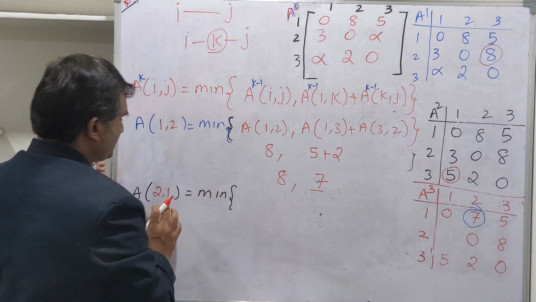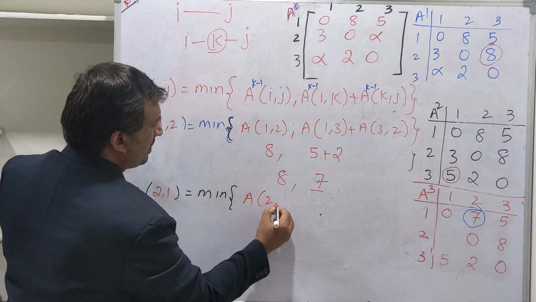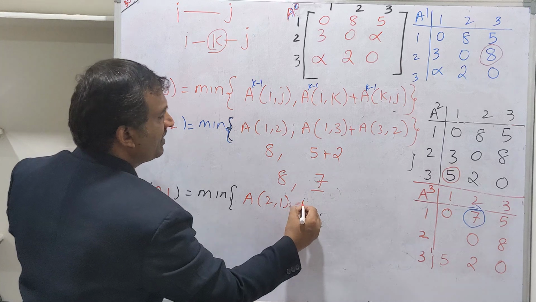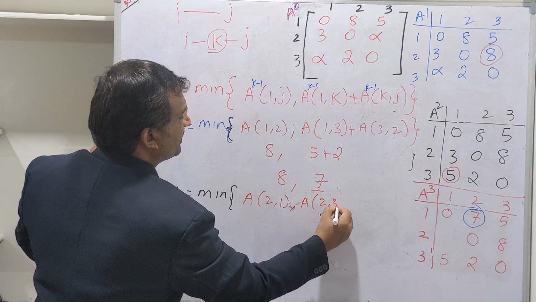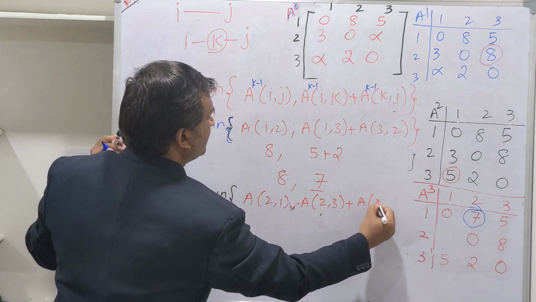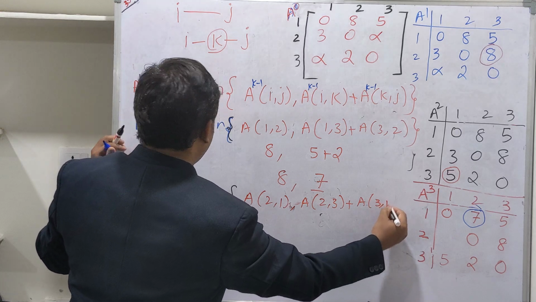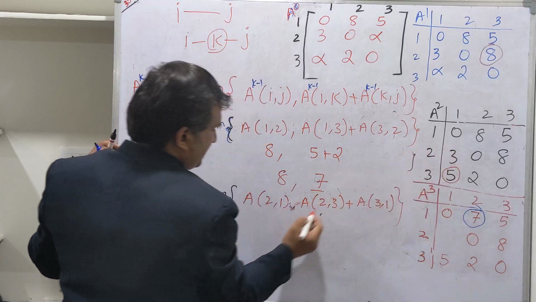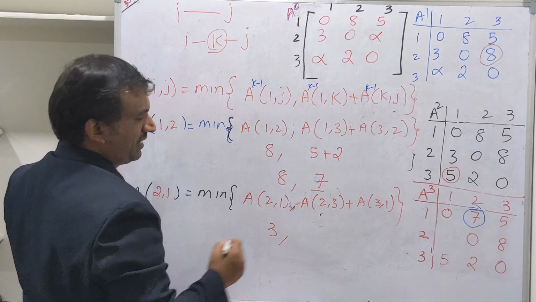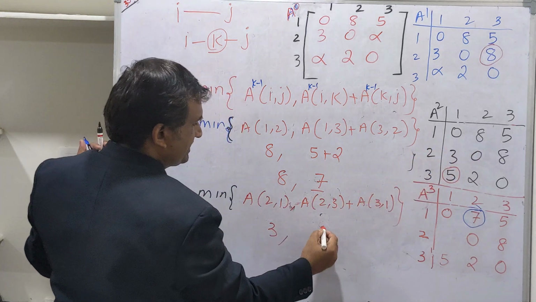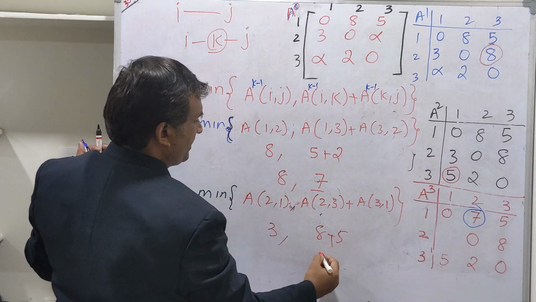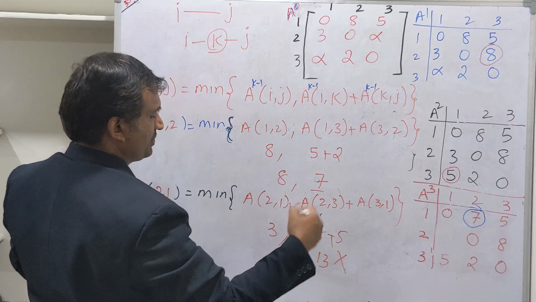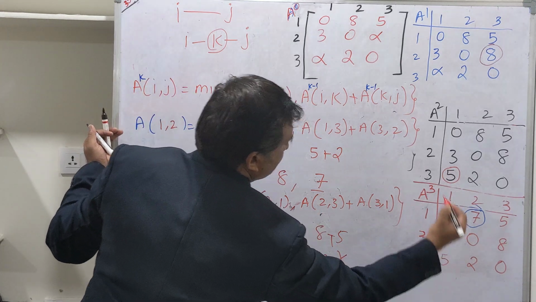Are we clear? So there is a change. Then one more, the last iteration, 2, 1. A of 2, 1 is equal to minimum of A of 2, 1, A of 2, 3 plus A of 3, 1. So what is A of 2, 1 cost? A of 2, 1 cost is 3. And what is 2, 3 cost? 2, 3 cost is 8 and 3, 1 cost is 5, that is 13. So there is no change. So let us write as it is.